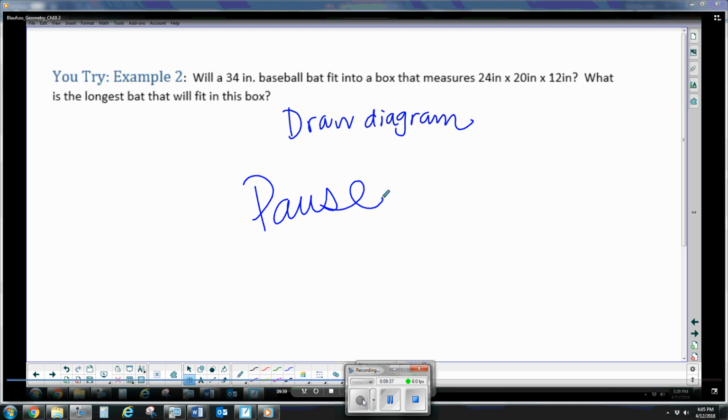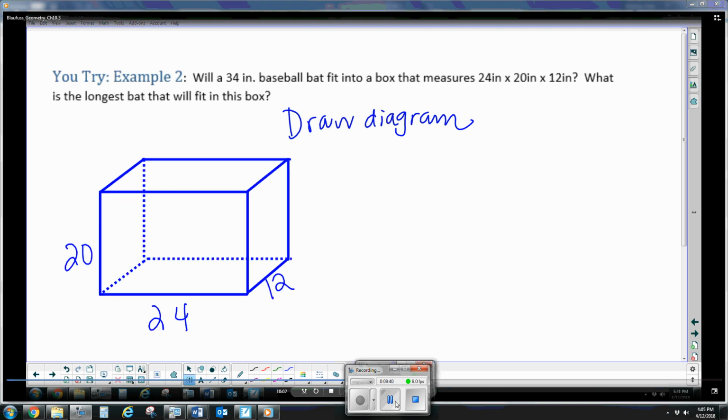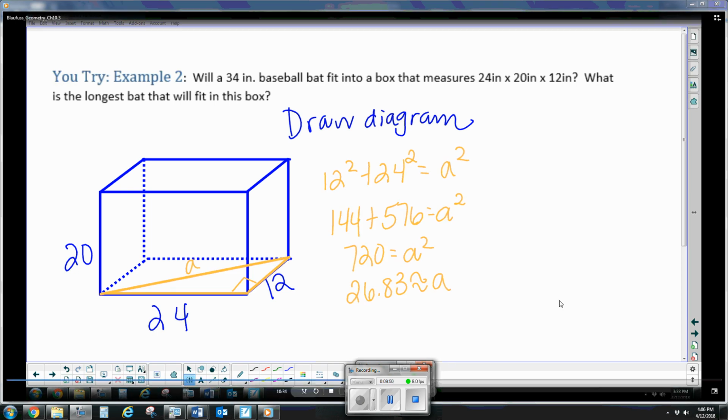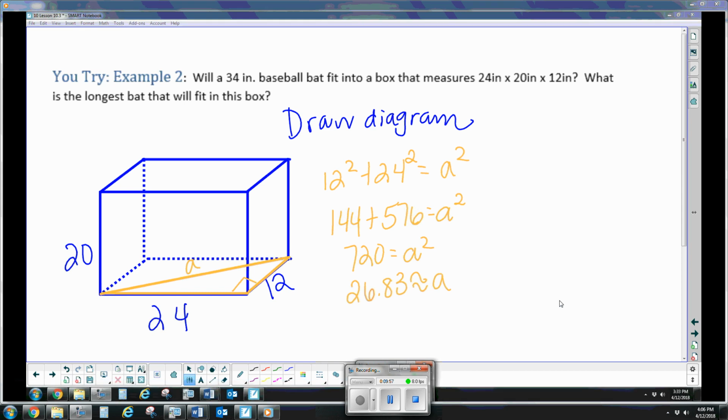You can pause the video while you work and then unpause for the solution. First step is to draw your diagram. Again, it doesn't matter where you put which dimensions. Then your next step is to look at that base diagonal. So if your leg is 24, your other leg is 12, your diagonal of the base of the box is A, which we can estimate or we can round to about 26.83. Again, you might have used different dimensions when you drew your picture, and that's okay. At the end, you'll get the same answer.